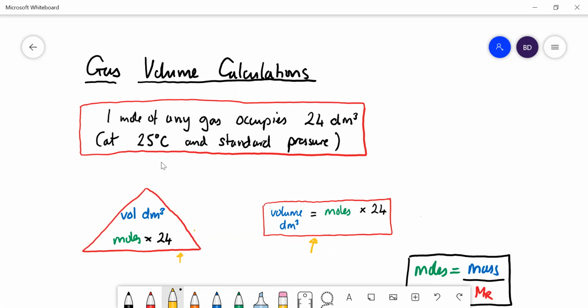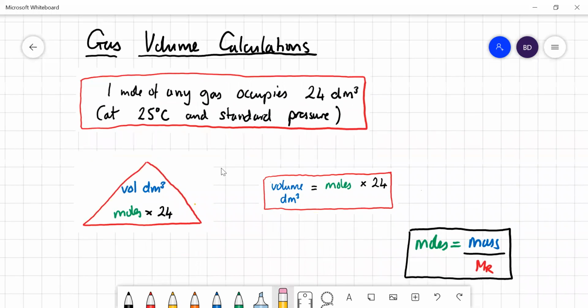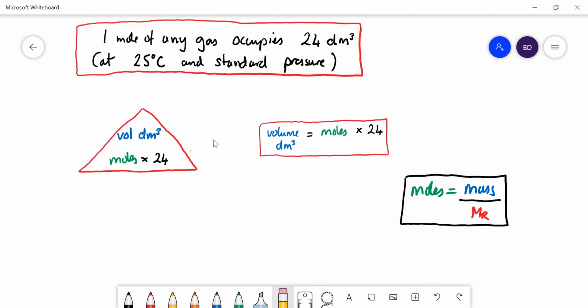Now, just a quick word of warning: this is only to be used for gases, not when you're talking about solutions, which some people get a bit confused about sometimes. Just for gases. The fact that it doesn't matter what the gas is, it occupies the same volume, may seem quite strange. So let's think about carbon dioxide.